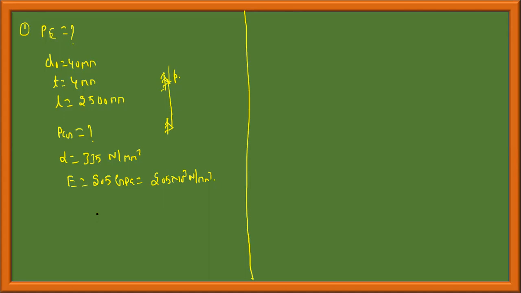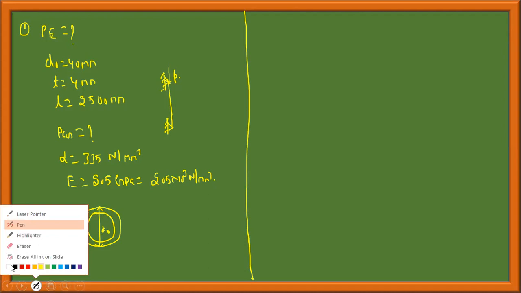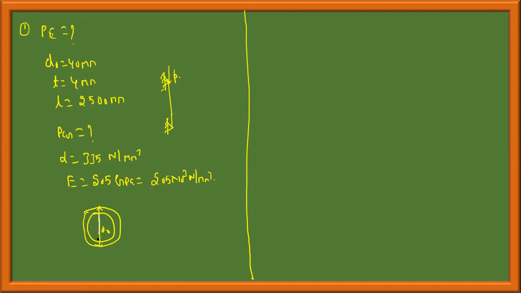First, let me write: find the inner diameter. If this is D naught, this would be Di, isn't it? This thickness minus this thickness will be equal to Di, or I can write Di is equal to D naught minus 2t. Di is equal to D naught, 40, minus 2 into 4, which is 8, so Di is equal to 32 mm.